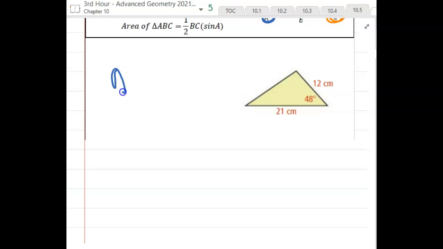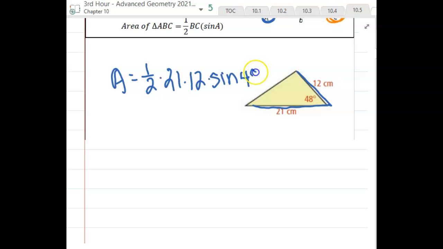So to find the area of this triangle, you're just plugging numbers into the formula. You're going to take 1/2 and multiply the two sides together. So we're going to take 21 times 12. 1/2 of 21 times 12 times the sine of, and you need the angle that is included between those two sides, which they give me is 48. Then this is just plugging it into your calculator. If you multiply those together, you should get about 94 centimeters squared.